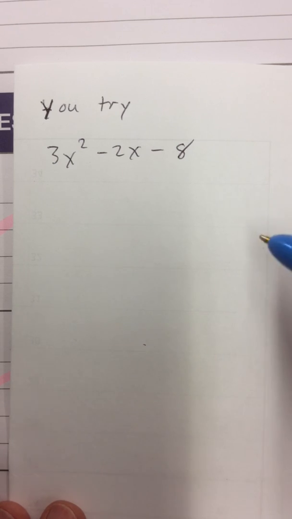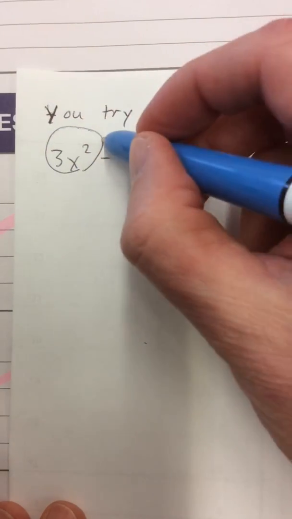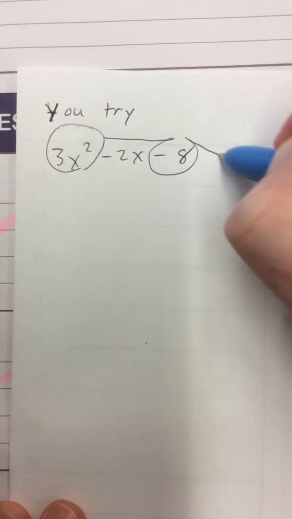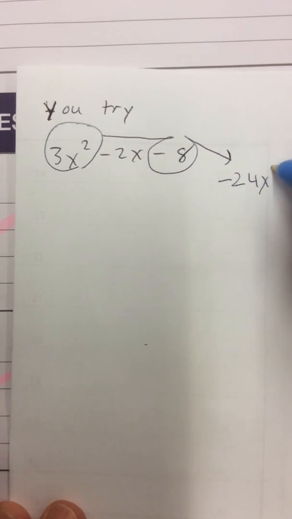So hopefully you had time to try this, and you actually did try it on your own, and so we'll go through the whole process together. So we multiply these two together, and we get negative 24x squared.